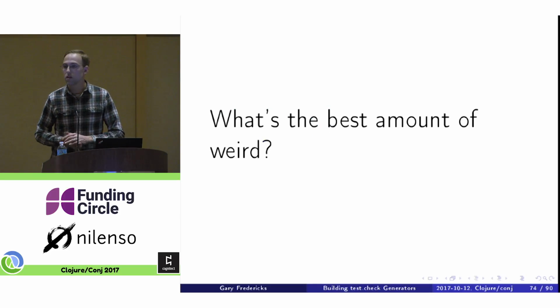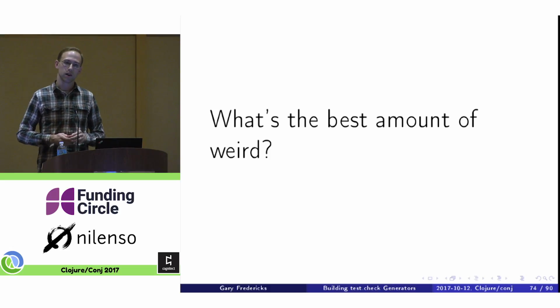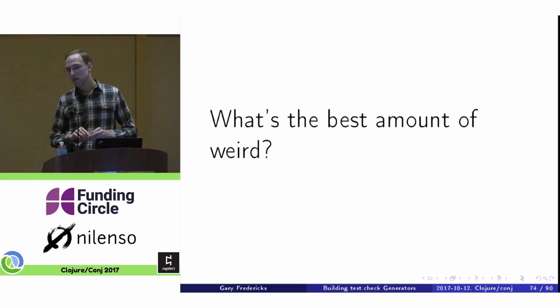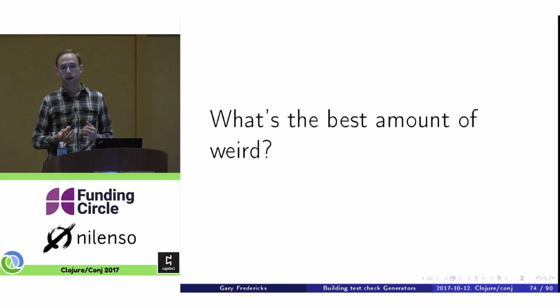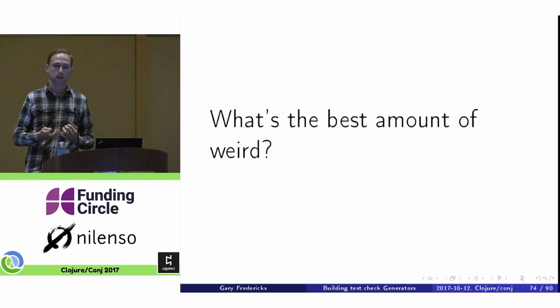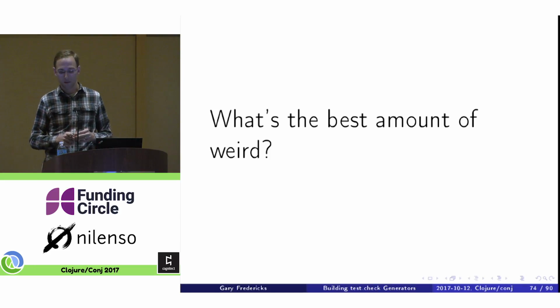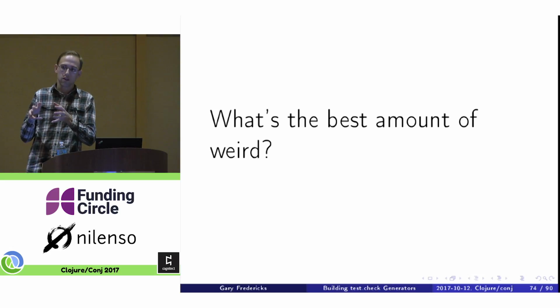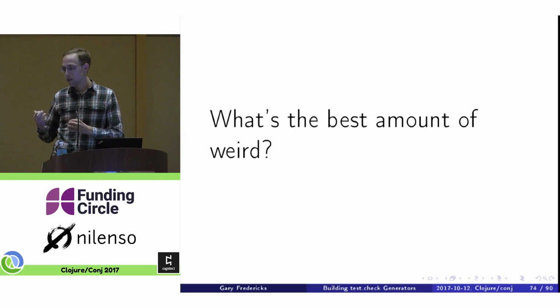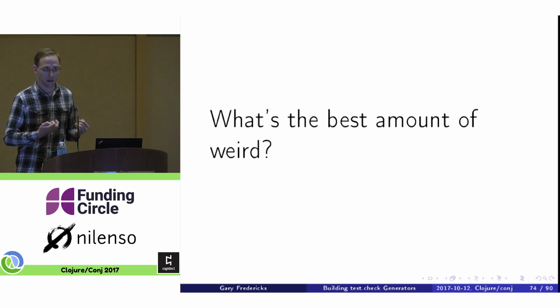So this brings up the question, like, how weird should a generator be? I think there's a trade-off here. One of the value propositions of test.check is that by testing lots of really weird things, it's going to find bugs that you weren't even thinking about. And so by focusing the generators on just generating happy little things that fit the tests you have in mind, you're sort of losing out on that.